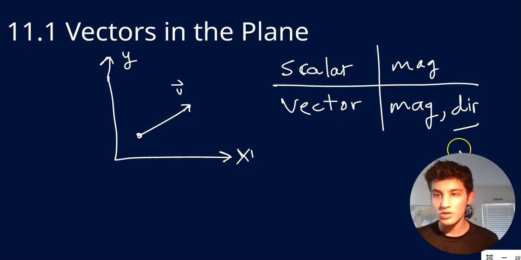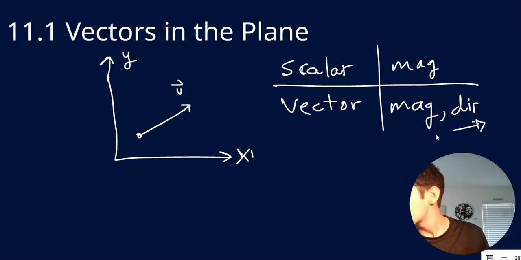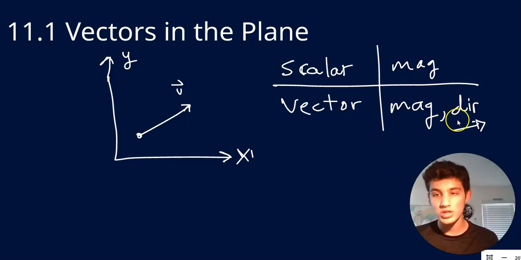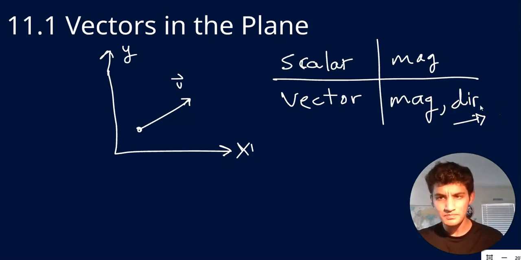Initially we might talk about direction in terms of slope, or in terms of right, left, northwest, south, east, that sort of stuff. But you can also give it a more mathematical definition of direction, and we'll discuss that later on. But that's the main fundamental difference between vectors and scalars. A vector also has the component of a direction.